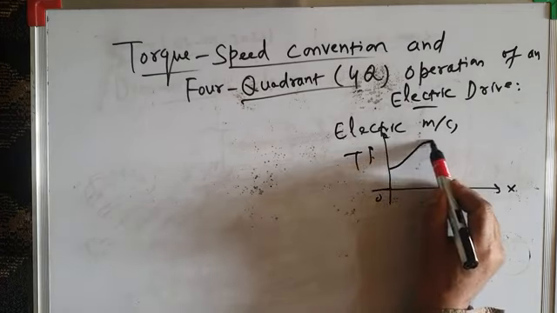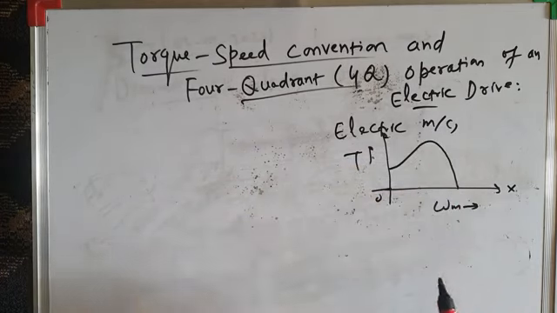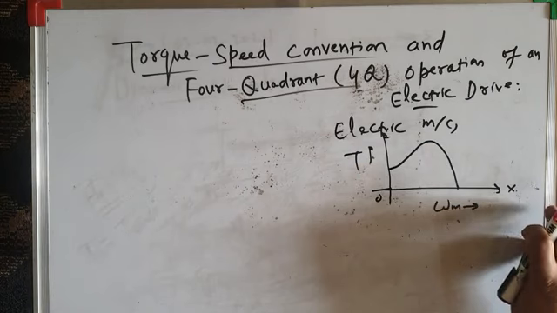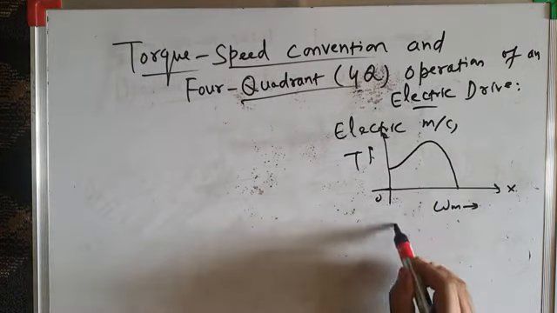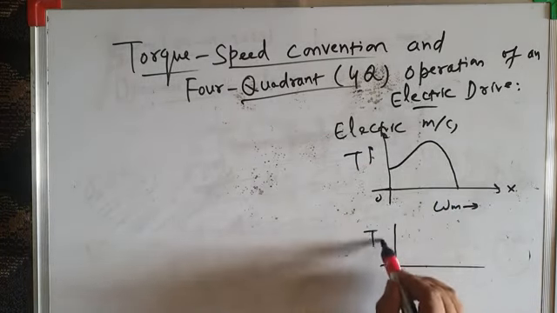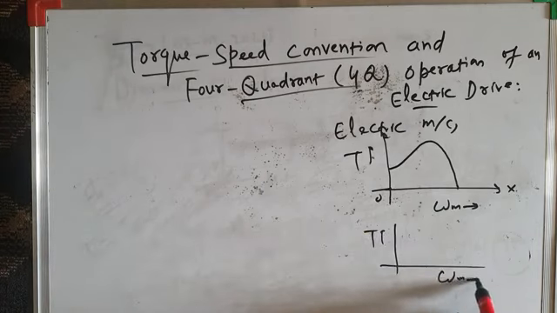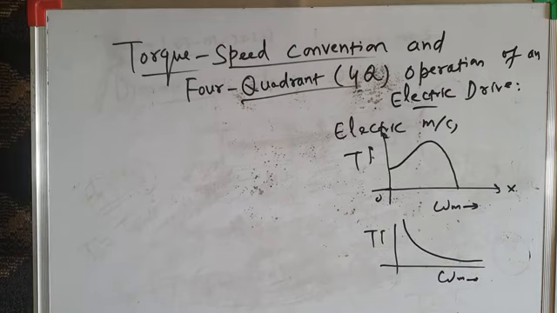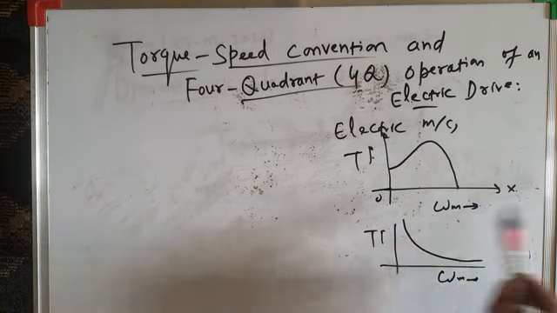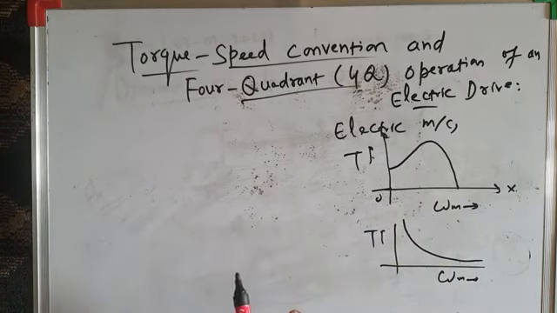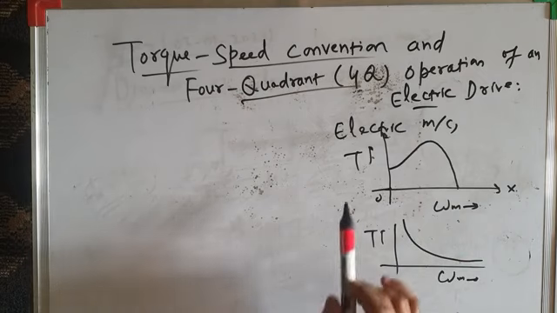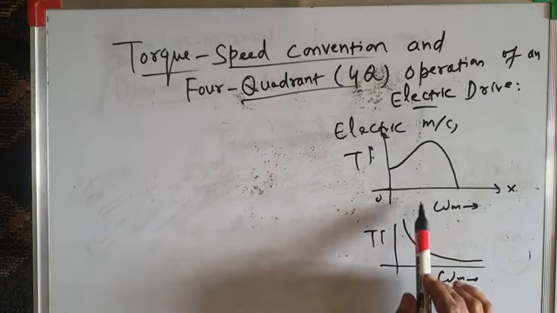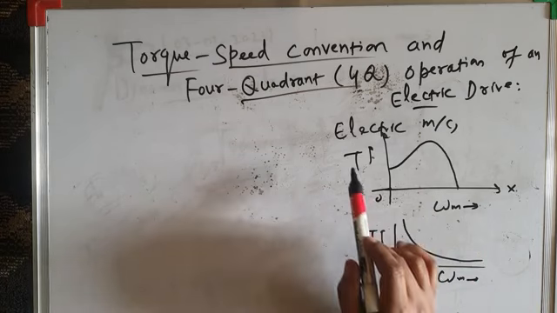The torque speed characteristic of an induction motor is like this. Speed is plotted along the x-axis and torque is plotted along the y-axis. Similarly, the torque speed characteristic of a DC series motor is something like this. However, in electric drives, we will not be using this convention. We will be using the reverse convention. Reverse convention means the torque will be plotted along the x-axis and speed along the y-axis.